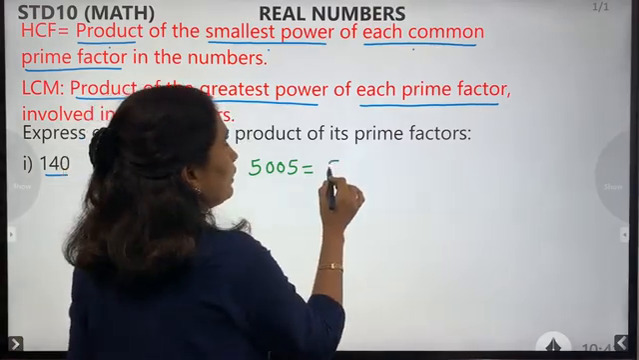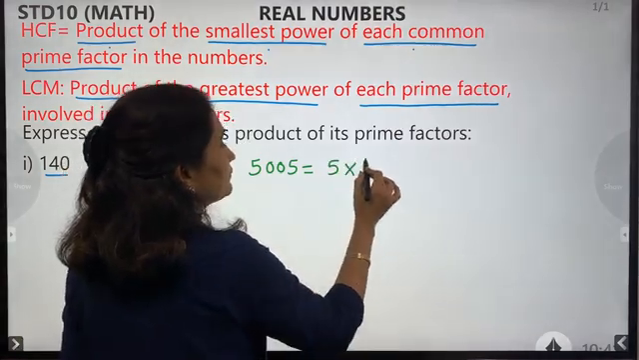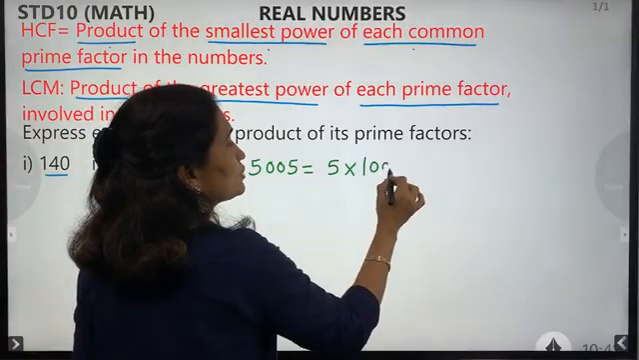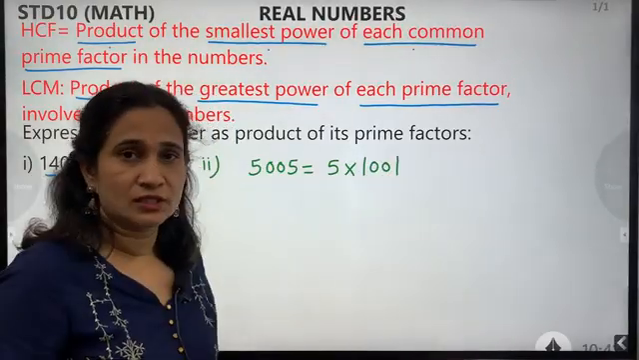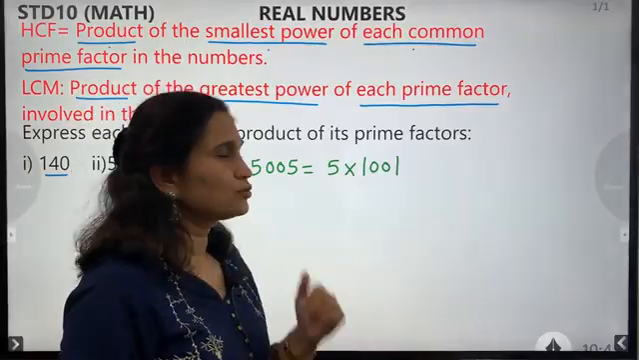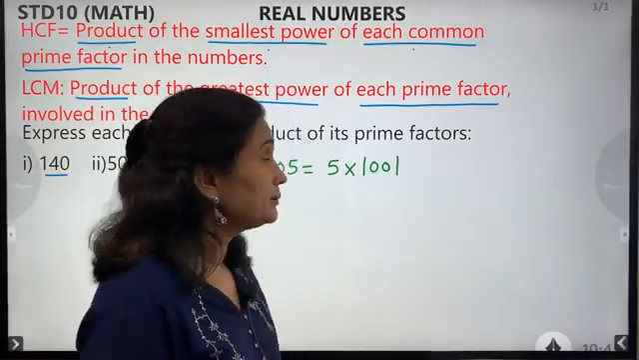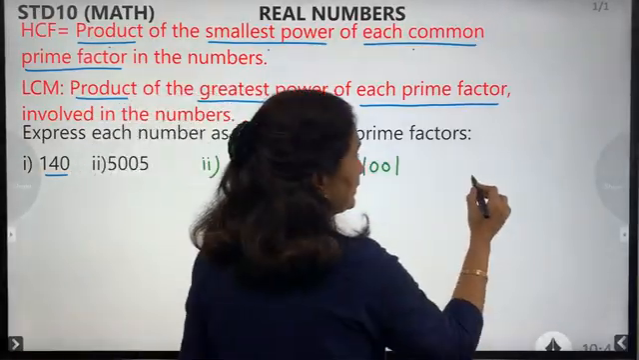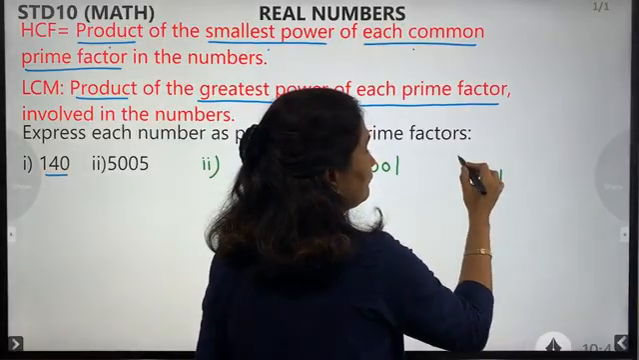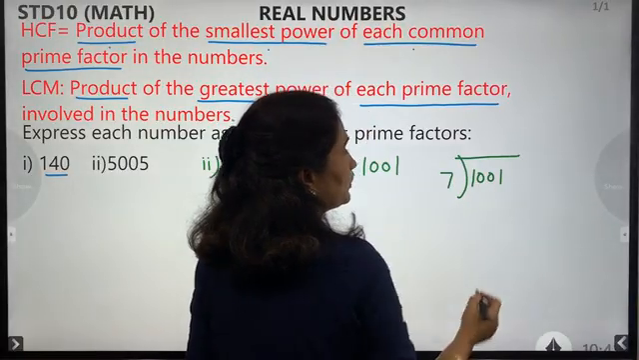So it will become how much, children? 5 into 5 ones are 5, then 0, 0 and 1. Don't forget about these zeros over here. Okay, so 1, 0, 0, 1. Now how do I try with which number? I'll try it by 7. So 1, 0, 0, 1. If I divide by 7, how much am I going to get, children?